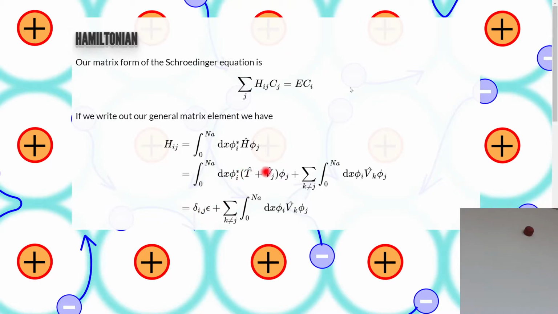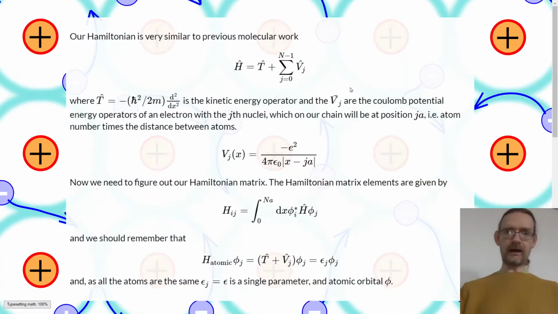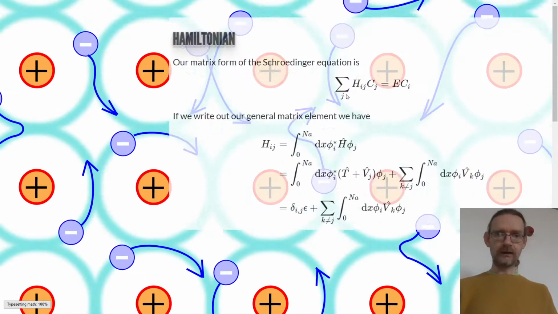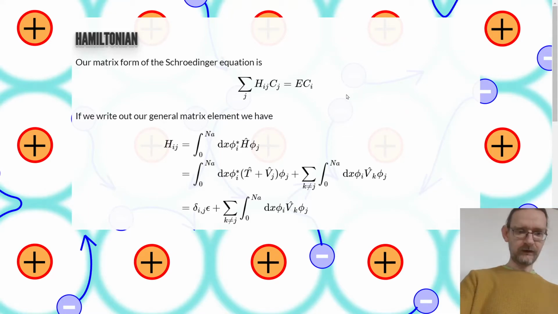Now I'll go to this script. There was a script that we did last week. T plus Vj acting on phi j gives us epsilon j, the energy of the electron on that atom. If we go back one slide, it's that equation here. So we're using our knowledge of the solution to the atomic problem. Let's write that out.